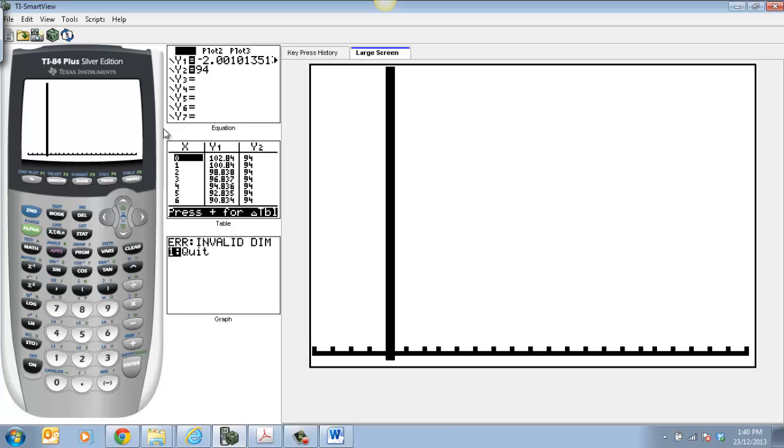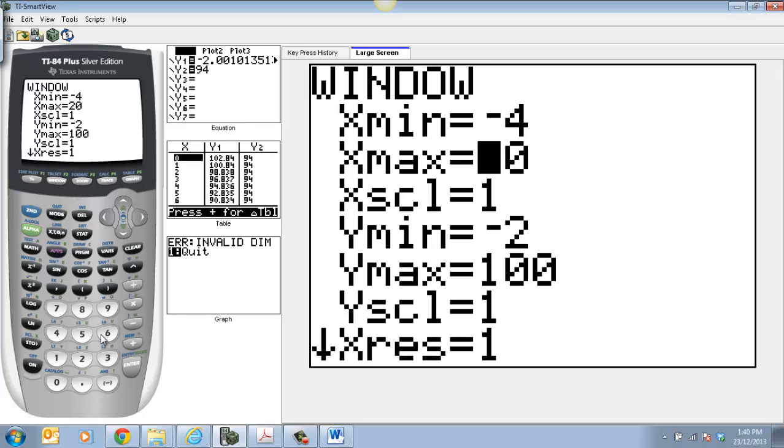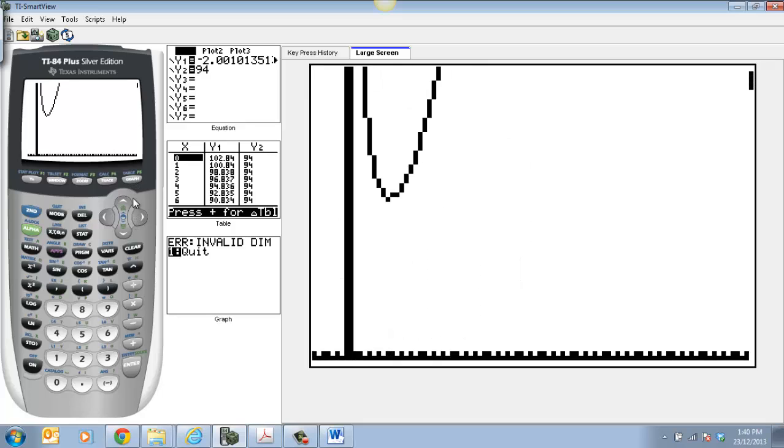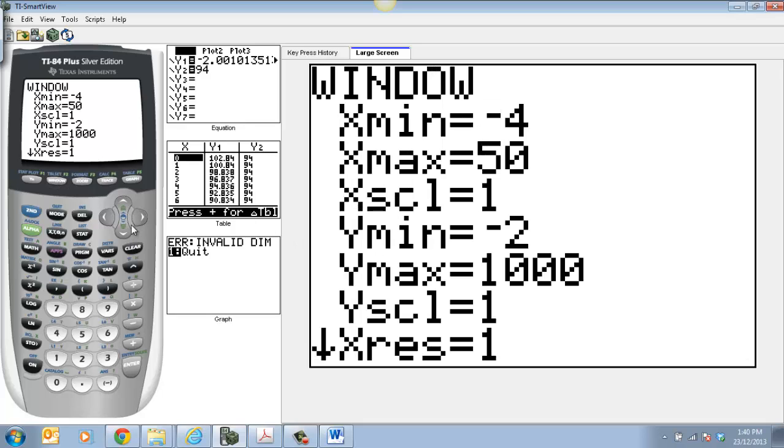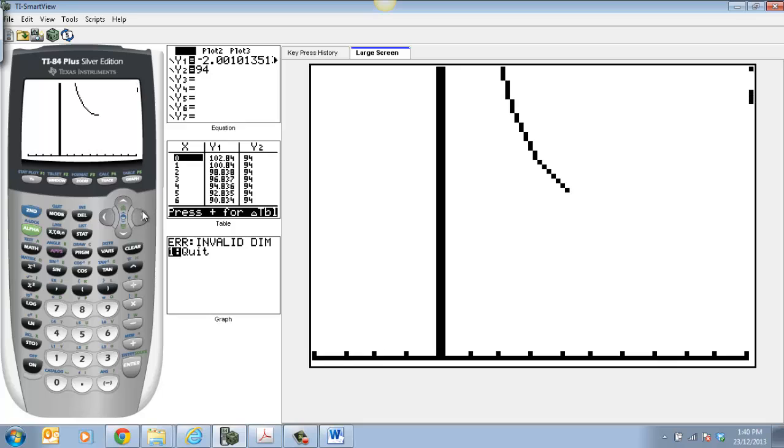I'm looking to find a minimum surface area, so I'm thinking my graph is going to come down like that. Obviously my scale's not big enough, so I'll go to 50 and make that up to 1,000. Let's see if that does the job. And graph. I've gone way over, so I can bring that down, maybe make that 10. Now I'm looking for this point at the bottom.